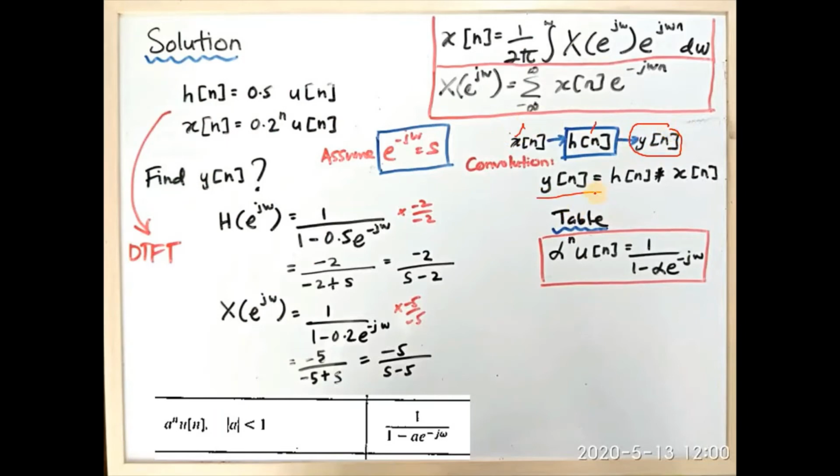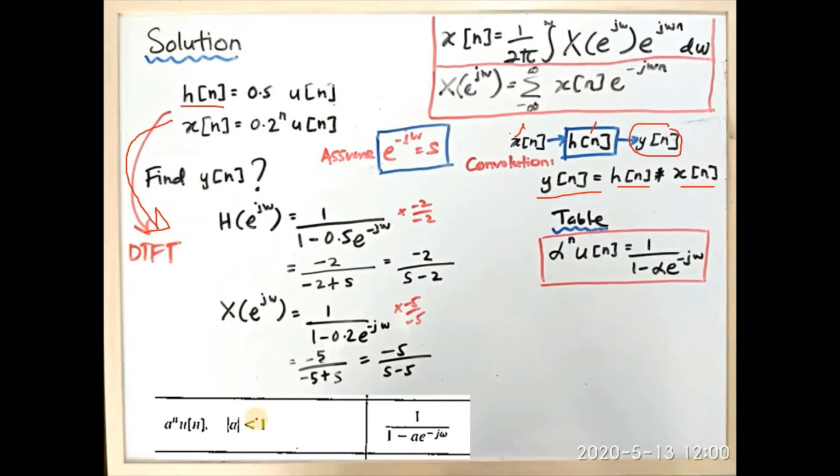So y[n], we can just write it out: y[n] = h[n] * x[n]. You are given these two, so let's use the discrete time Fourier transform to convert to the frequency domain. So h[n] = 0.5^n u[n]. To solve it, directly refer to the discrete time Fourier transform table.